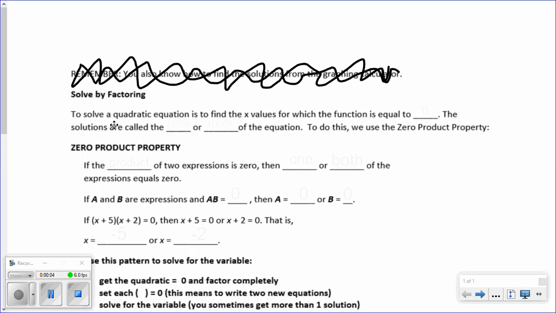Hello everybody, today we're going to do day 3 notes. This is another way of solving quadratic functions or equations, whichever one you want to talk about. They mean the same thing.